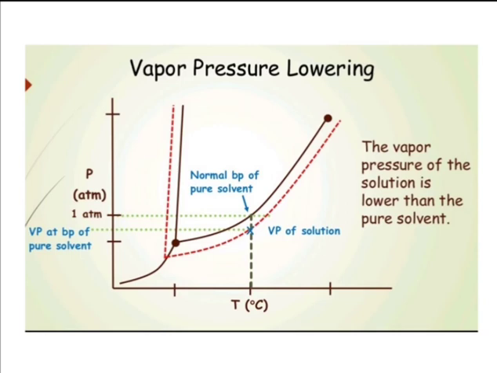As we have already discussed, the same diagram is here, but it is showing the vapor pressure of the solution. Initially, see here, 1 atmosphere is the standard pressure, but it gets lowered after addition of the solute. So simply, this is the vapor pressure at the boiling point of the pure solvent. The vapor pressure of the solution is lower than that of the pure solvent.